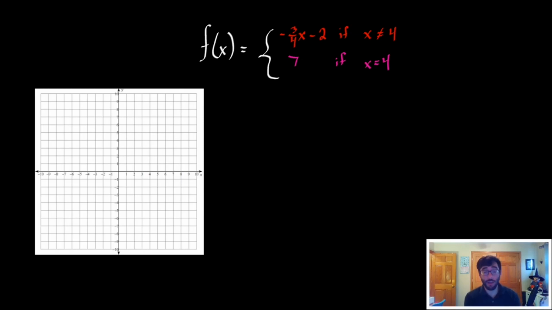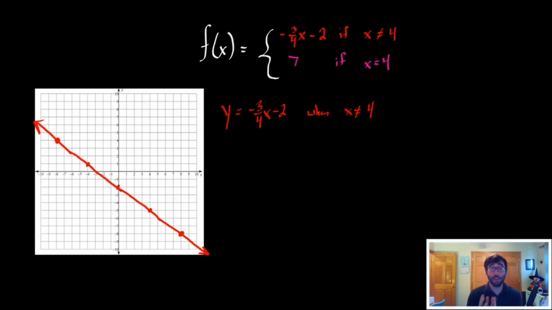So we're going to be graphing y equals negative 3/4 x minus 2 when x is not equal to 4, okay? Now that looks strange. A way you can think about this is we're graphing this line when x is less than 4 and when x is greater than 4, just not when x is 4. So I'm going to plot all these points the exact same way. Let me go ahead and do that.